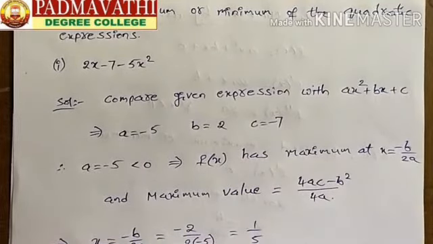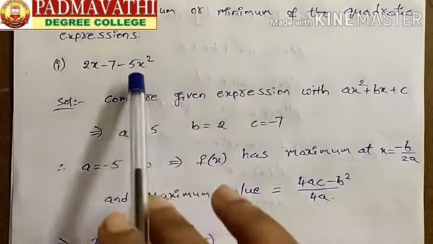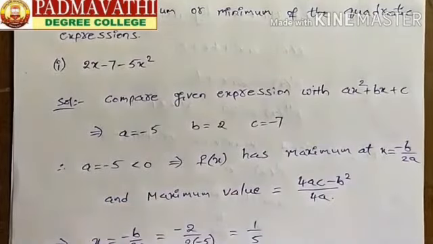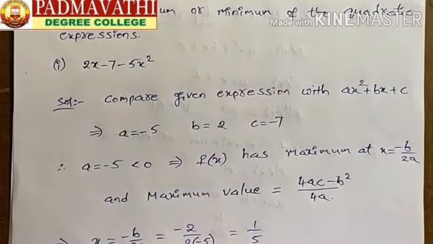Right. Now since a equal to minus 5, this is less than 0. Based on the coefficient of x square, we can decide the maximum or minimum value. So the coefficient of x square is minus 5. It is less than 0. Less than 0 means we already know that f of x has absolute maximum at x equal to minus b by 2a, and the maximum value is 4ac minus b square by 4a.